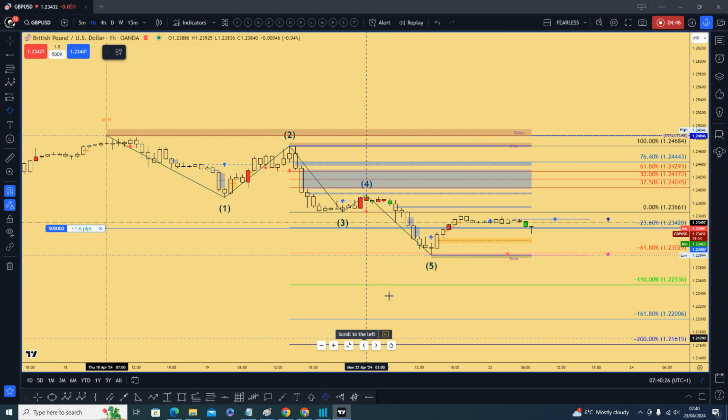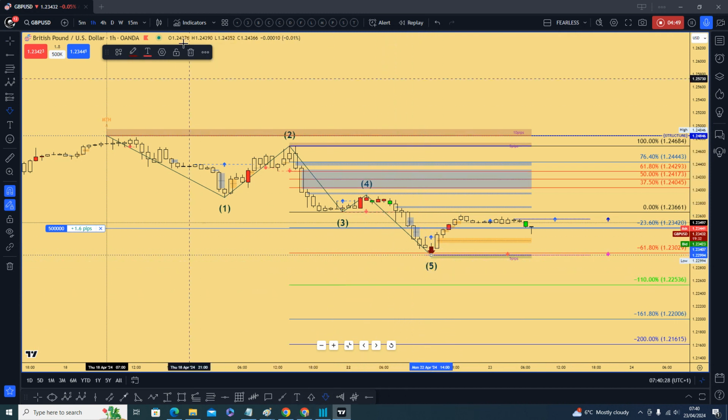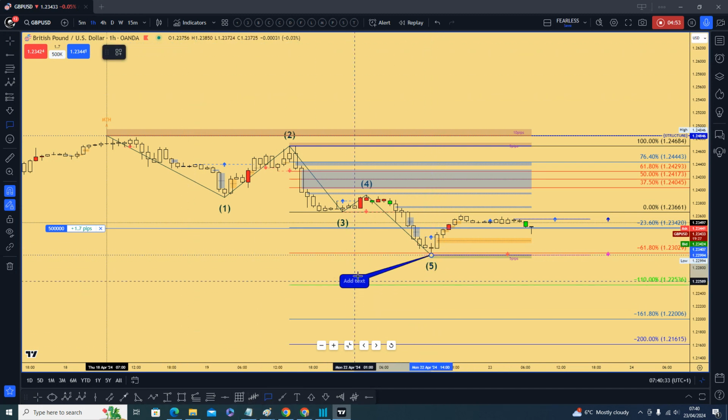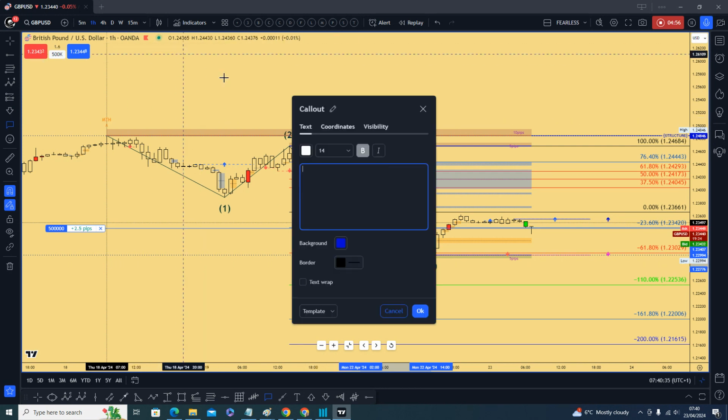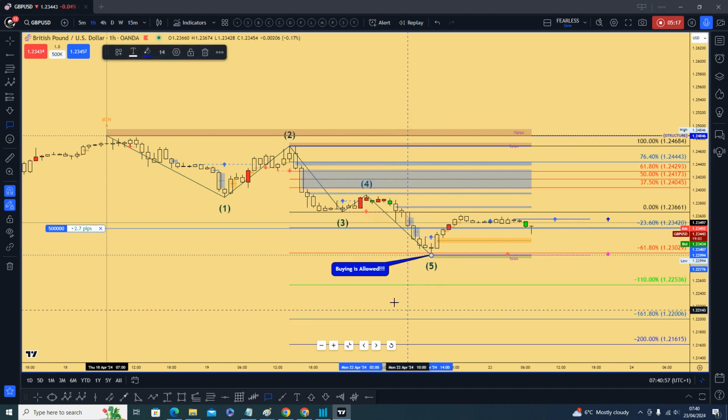So we know now that buying is allowed. Didn't realize my caps lock was on. Then buying is allowed. Let's give it one more. Okay, so we need an evidence.